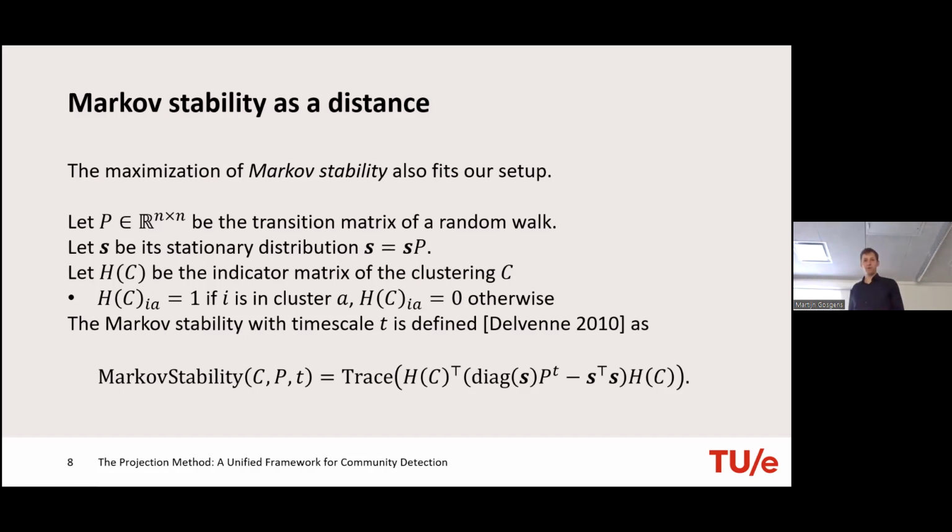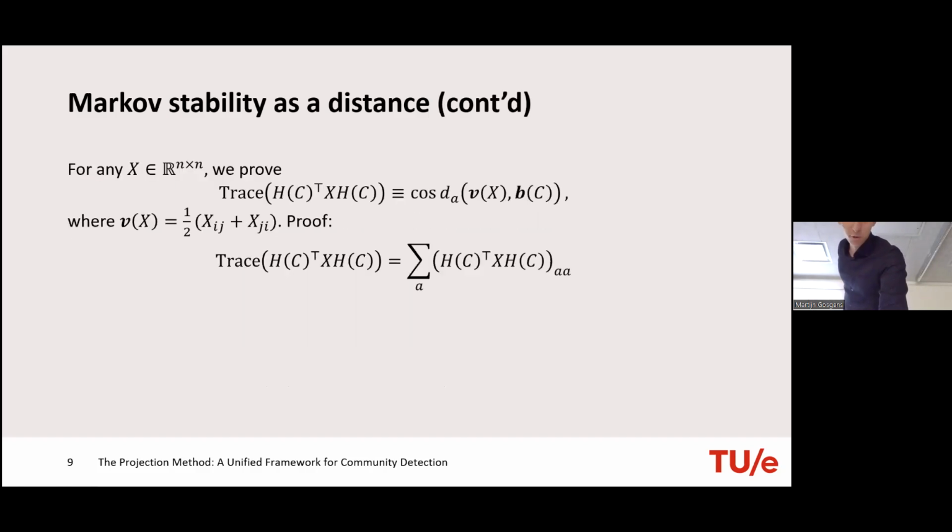But what we're going to show here is that maximizing this is again equivalent to minimizing this angle. And we're going to prove something more general: for any matrix X, maximizing this trace is exactly equivalent to maximizing this cosine of this angle.